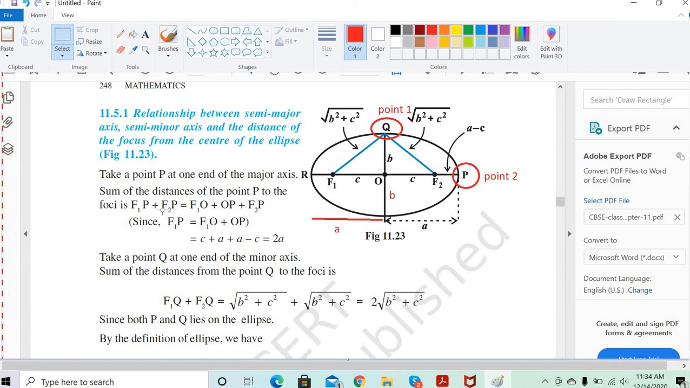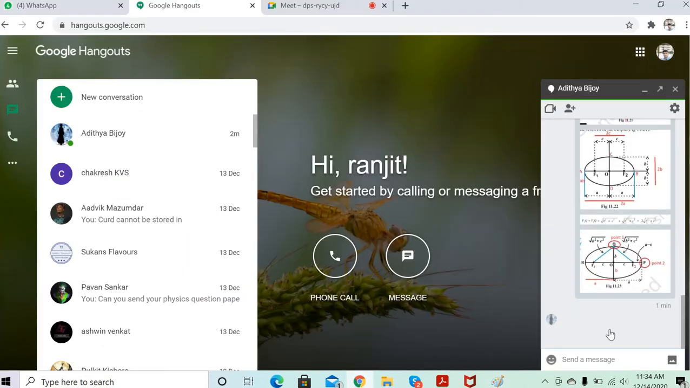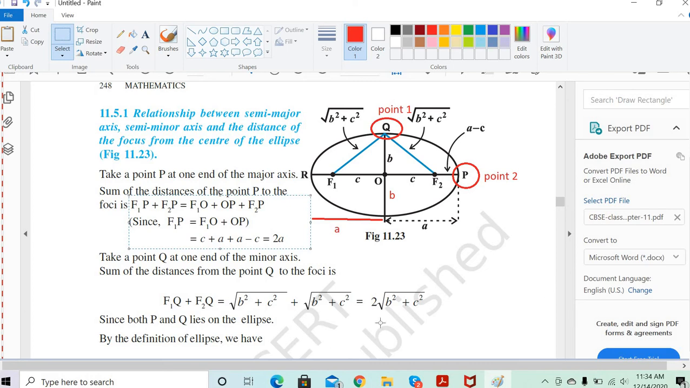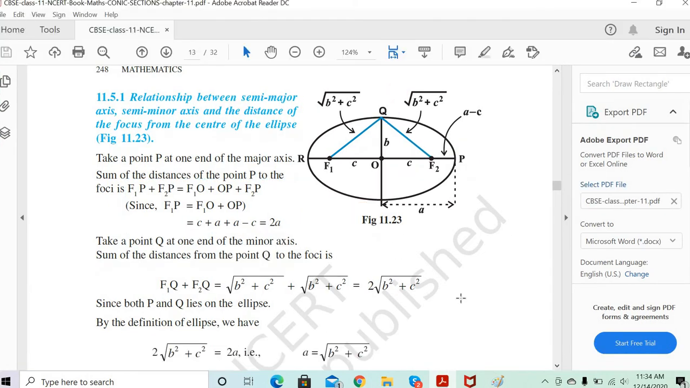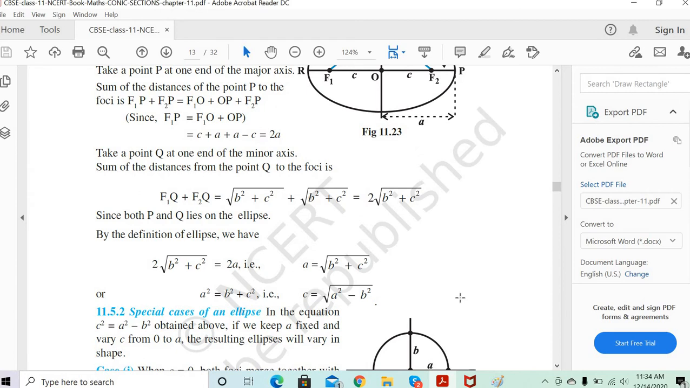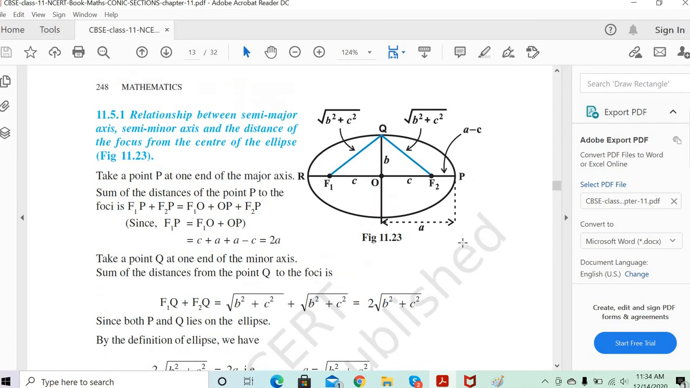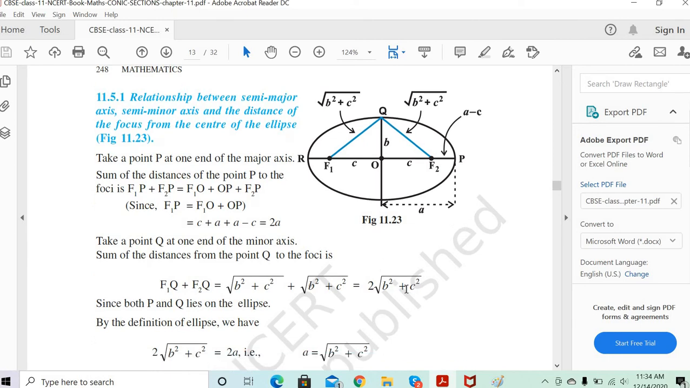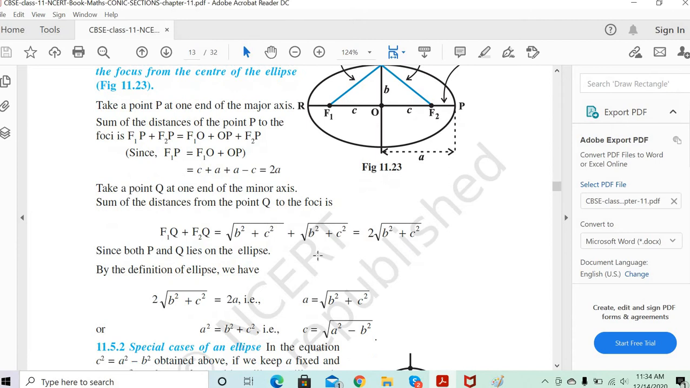So F1P plus F2P will be equal to 2A, isn't it? Perfect. Now we got the two distances. Let's try to equate these two. These two distances have to be equal, isn't it? So 2A has to be equal to twice the square root of B square plus C square. Now equate it. You will get the relation between A, B and C.